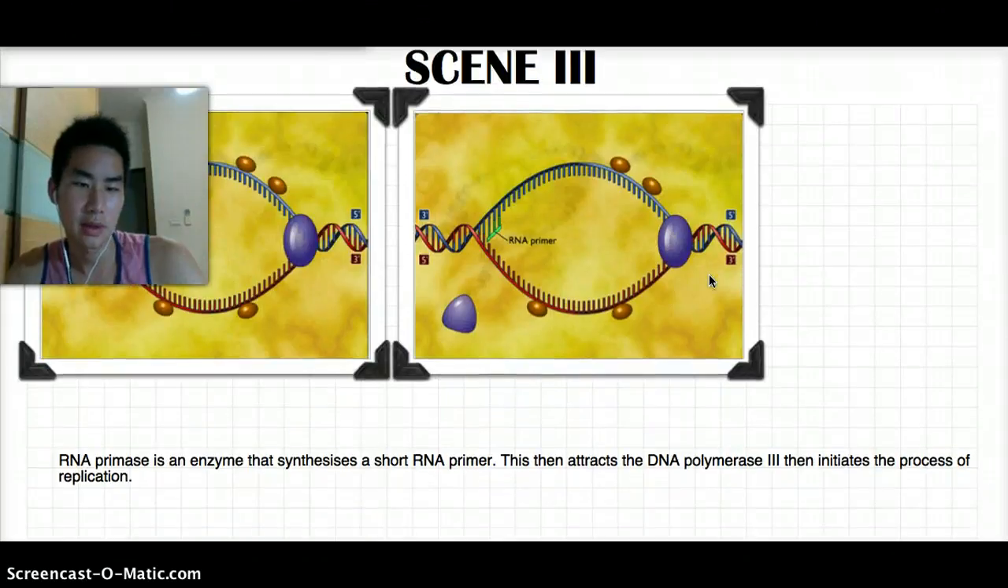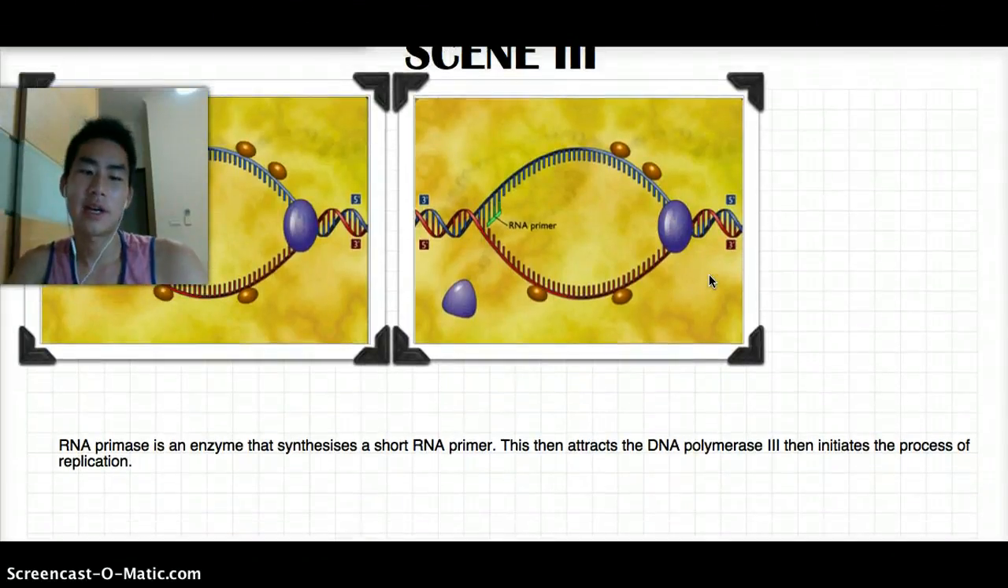Scene 3. The RNA primase is an enzyme that synthesizes a short RNA primer. The RNA primer then attracts the DNA polymerase III and then initiates the process of replication.